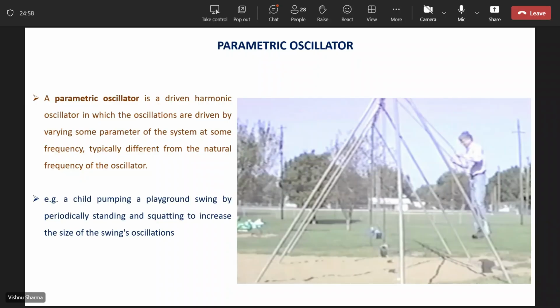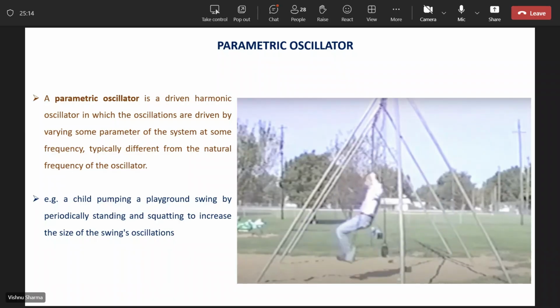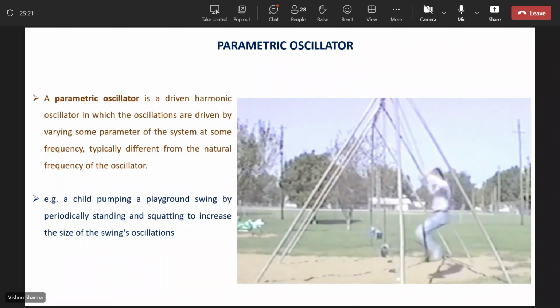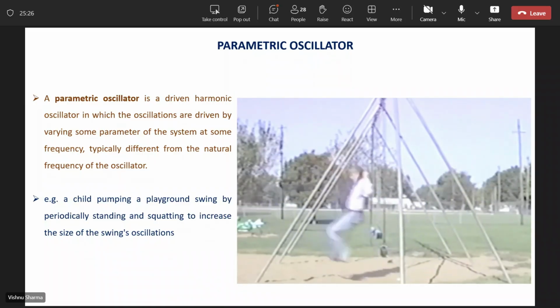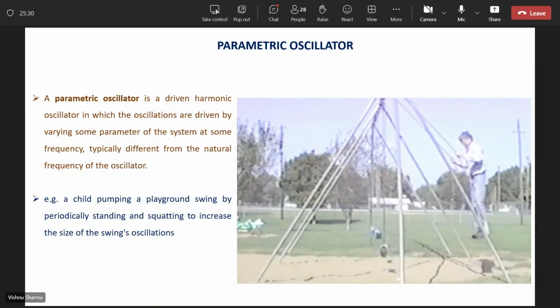Example, a child pumping a playground swing by periodically standing and squatting to increase the size of the swing's oscillation. Now, something like this also happens to ships. It was always happening, but it was not making a very noticeable difference in the earlier times. These days, this thing has started showing noticeably in which type of ships, especially the new generation container ships.